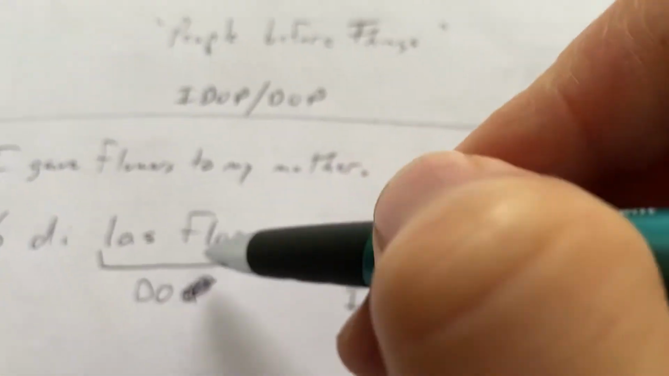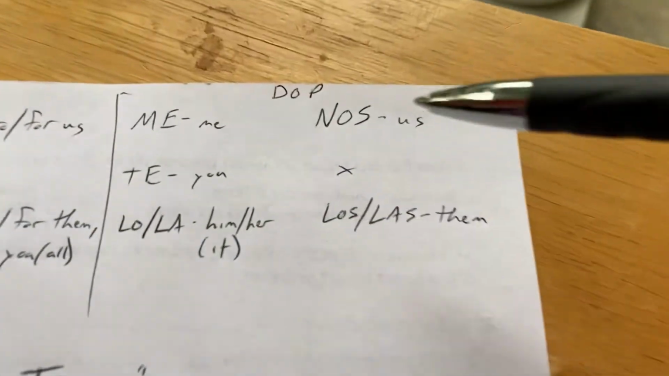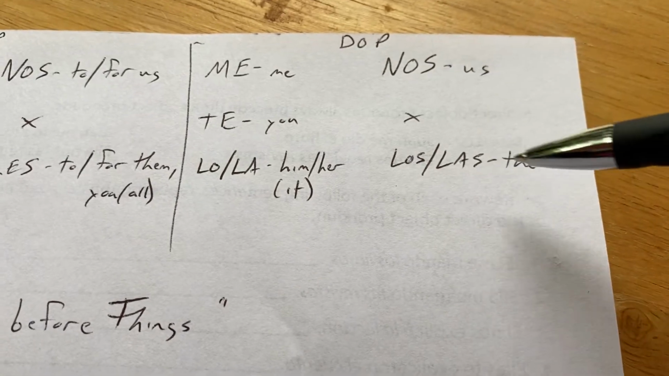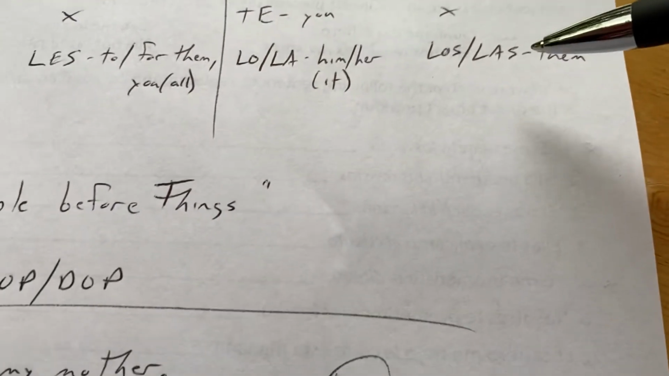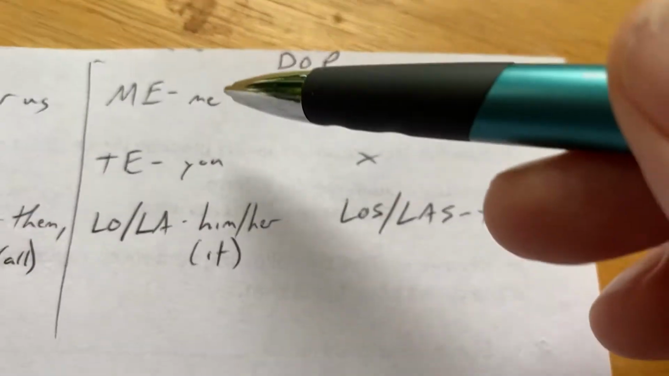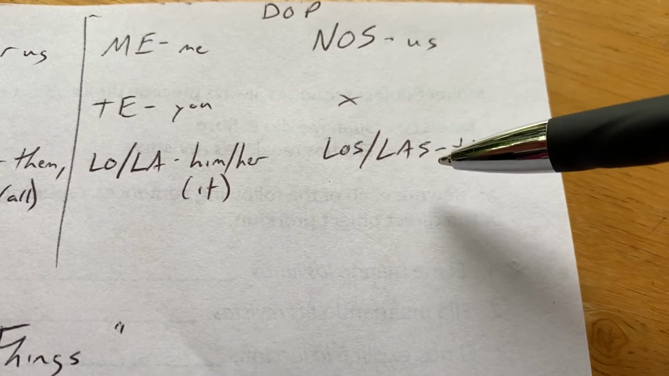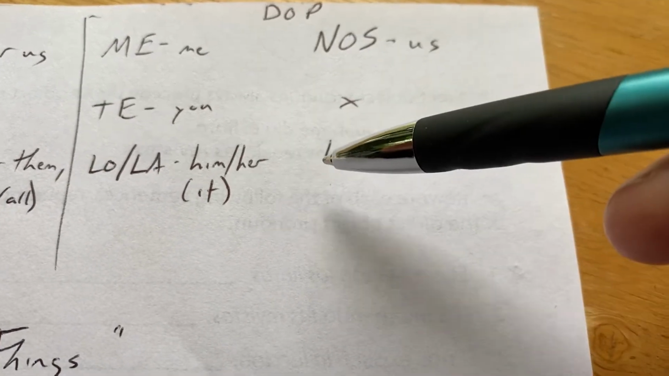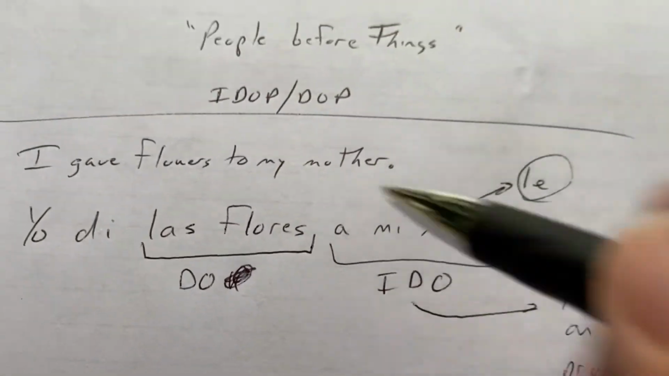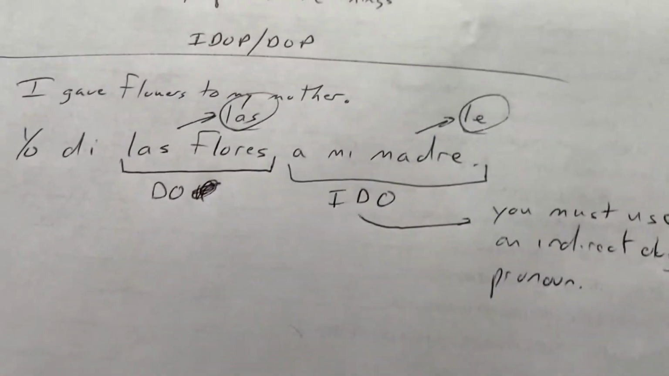Now I'm going to come over here to las flores. What did you give? I gave the flowers. Did you give myself? No. Did I give you? Did I give us? Did I give them? Oh, interesting. Wait, hold on. Las flores, is that singular or plural? Well, this is the singular side, so let's dump that side. Here's the plural side. What did you give? You gave them. So it's either going to be los or las. But take a look right here. Las flores is feminine. So the answer is going to be las. I'm going to put a circle around that.